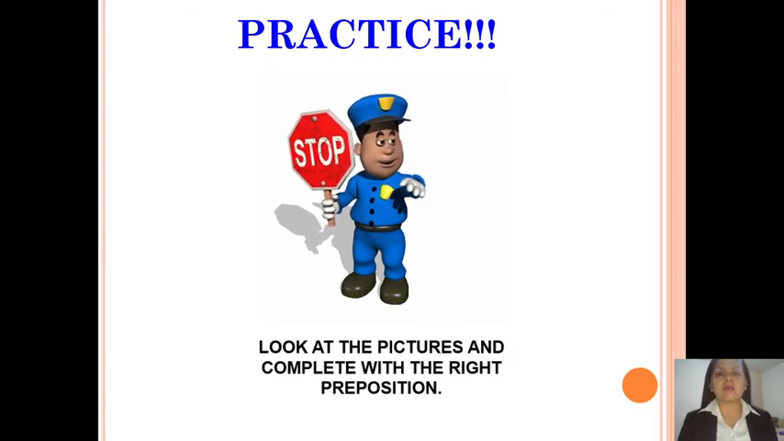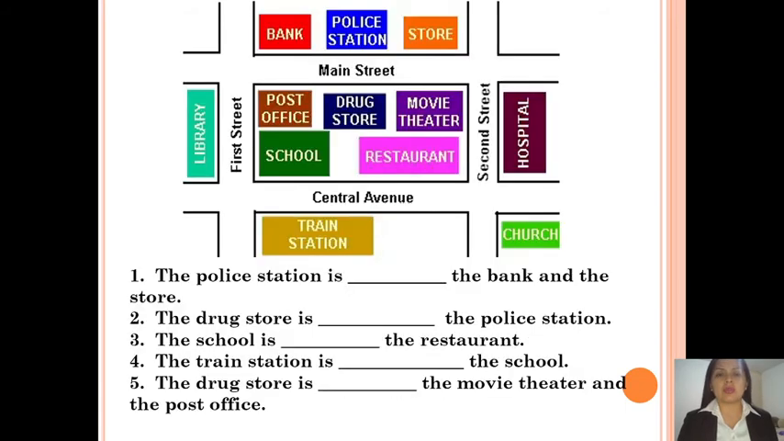Look at the pictures and complete with the right prepositions. Okay, we have a map here. So we have many places, and of course the names of the streets also, right? We have the library, the bank, the police station, a store, and so on. Also a church, right? And we have to complete with a correct preposition. You have to look at a picture and complete. I'm going to give you one example, and then you're going to complete with your friends and your teacher, right?